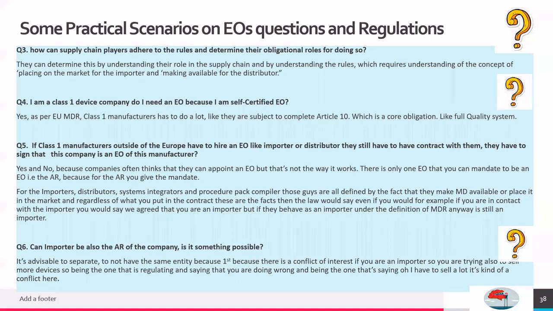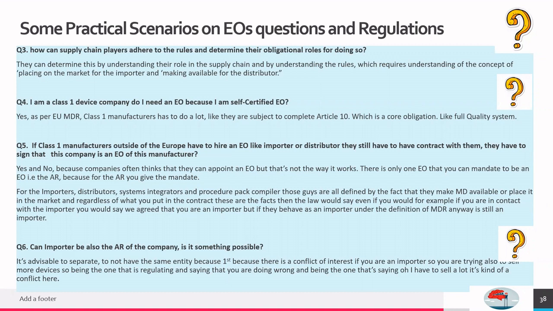How can supply chain players adhere to the rules and determine their obligations? They can determine this by understanding their role in the supply chain and understanding the rules. That is what this whole session is about: finding out which kind of economic operator I am for the clients. We as regulatory people should know that. Placing on the market, making available for the distributor, all these concepts should be clear.